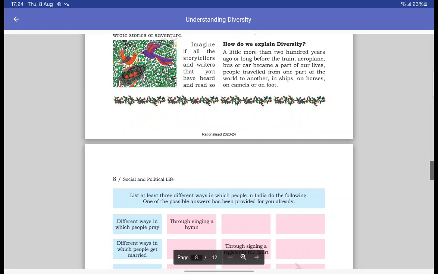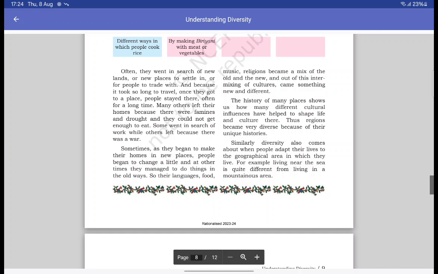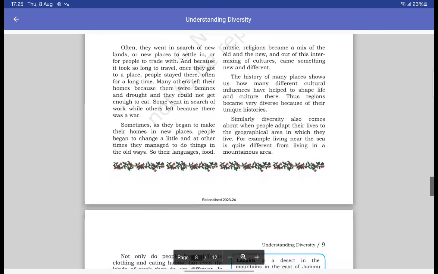A little more than 200 years ago, or long before the train, aeroplane, bus, or car became part of our lives, people traveled from one part of the world to another in ships, on horses, on camels, or on foot. Often they went in search of new lands or new places to settle in or for people to trade with, and because it took so long to travel, once they got to a place, people stayed there, often for a long time. Many others left their homes because there were famines and drought, and they could not get enough to eat. Some went in search of work while others left because there was a war. So this is why the world is so diverse.